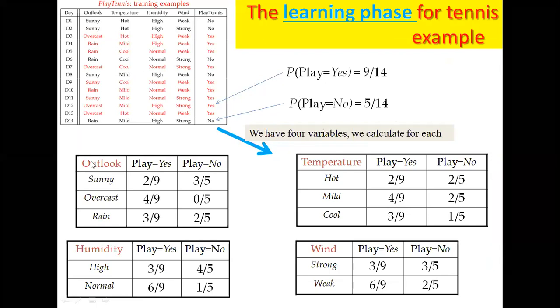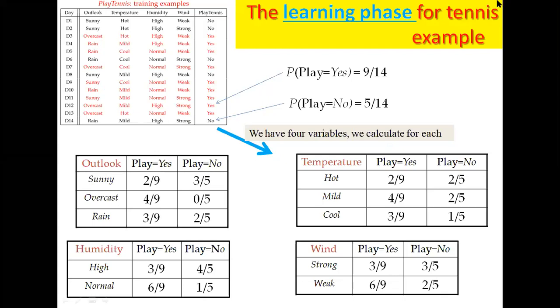For outlook, you can find sunny, overcast and rain. You have only three values, either it may be sunny, or rainy, or overcast. If it is yes you have 2 by 9, and if it is no 3 by 5. A similar method can be applied here, and similarly for the temperature, the humidity and the wind. It's obvious how you got 3 by 9, 4 by 5, 6 by 9, so no need of explanation. So fine, let us go on.